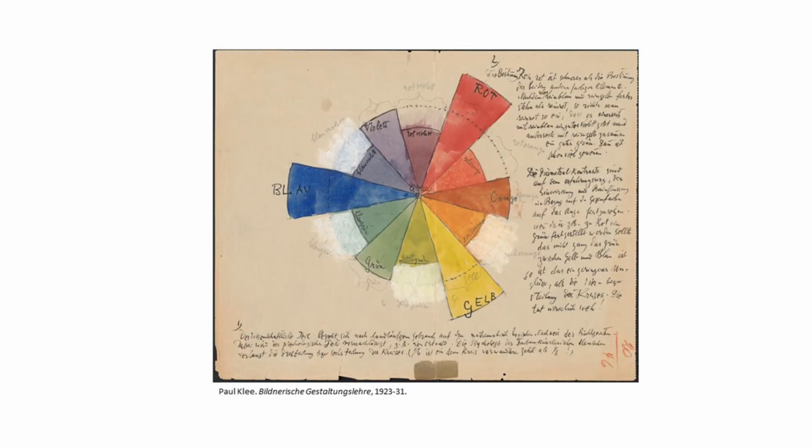Here is a rather simple color wheel by Paul Klee, which the artist painted around 1923 to 1931. Notice how he used subtractive mixing, with blue, red, and yellow, as well as green, orange, and violet as primary and secondary colors, respectively. He also painted the tertiary colors. These are the smaller slices in the innermost circle.